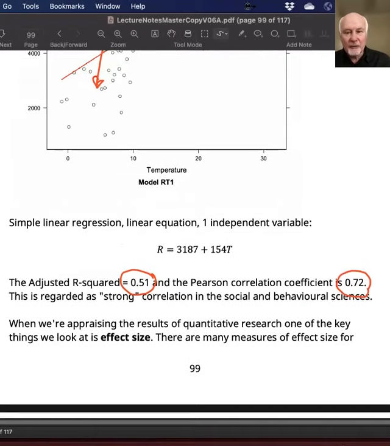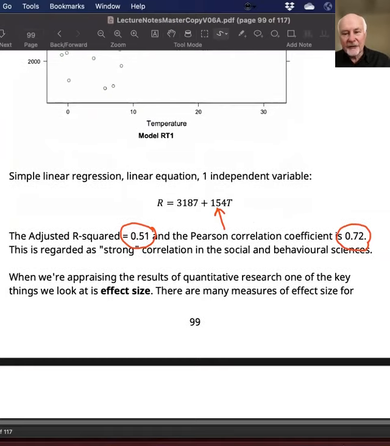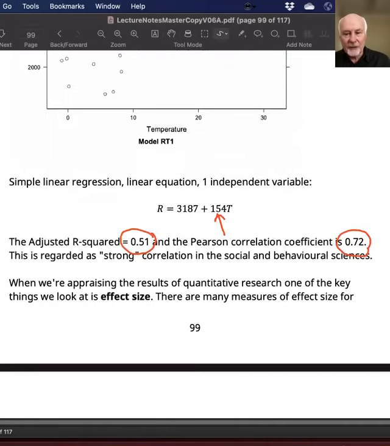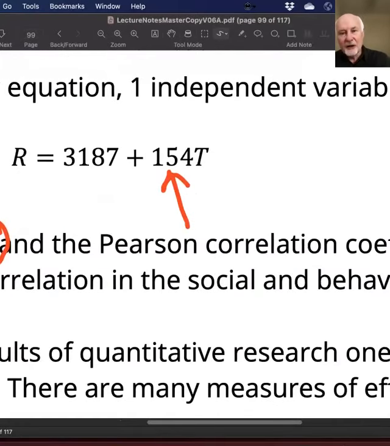The other thing that we look at in regression is this number here, the 154, which is multiplied by temperature, the independent variable. That's called a beta coefficient, and it gives us an idea of how much effect the temperature has on, in this case, the bike rentals. So what that number is telling us is that every time the temperature goes up 1 degree, it's predicted that the number of bike rentals will go up by 154. That's the meaning of that. So that's a different kind of effect size.